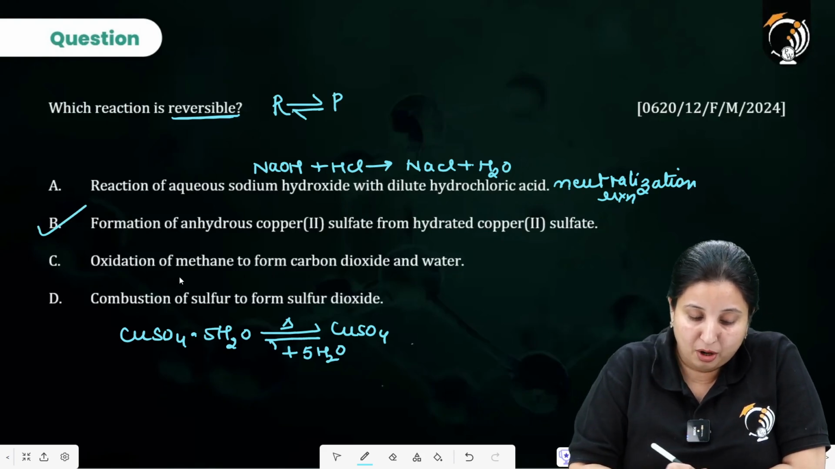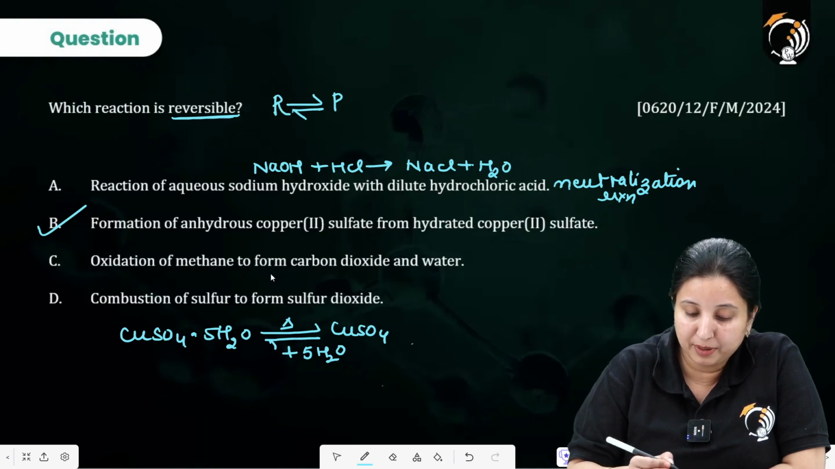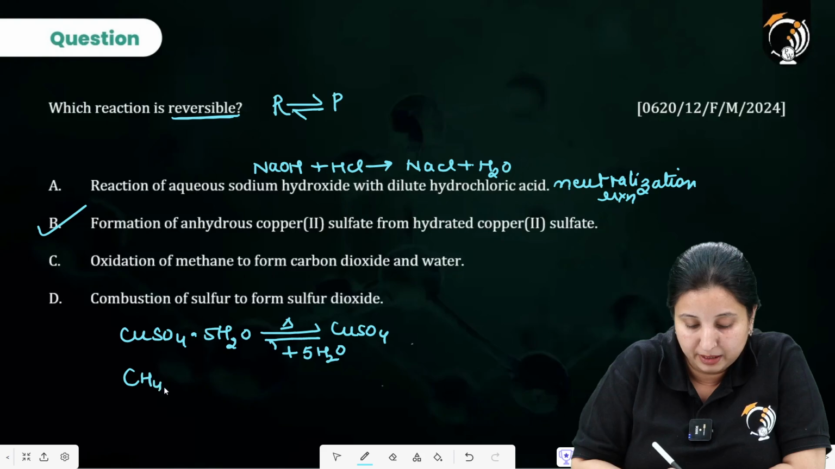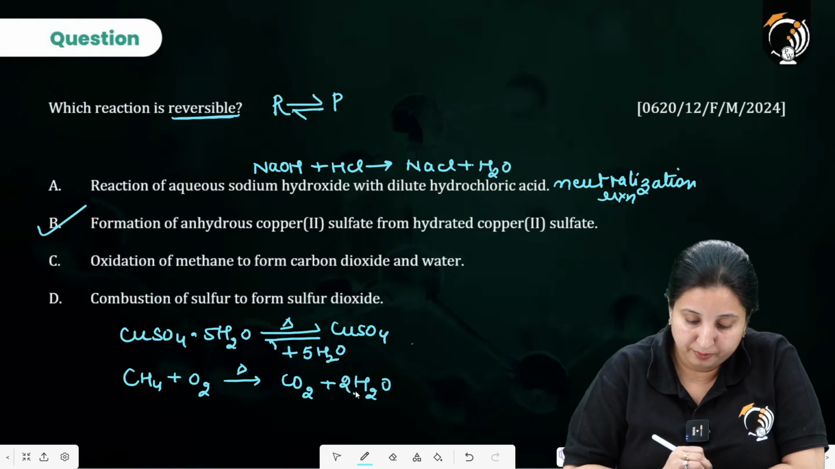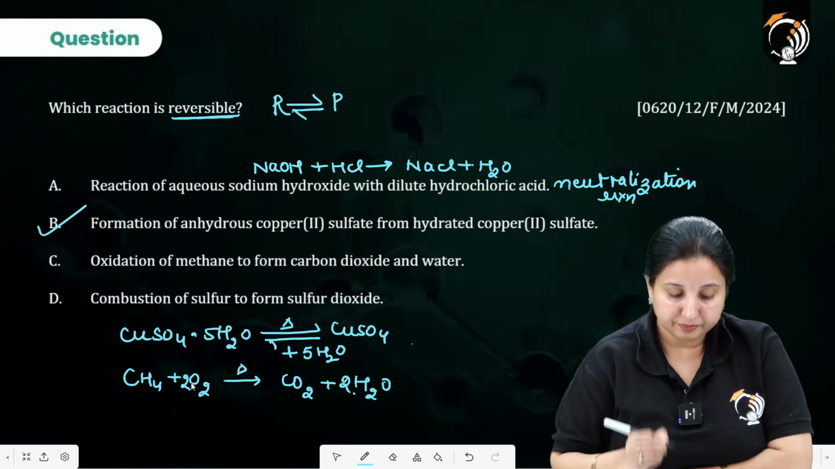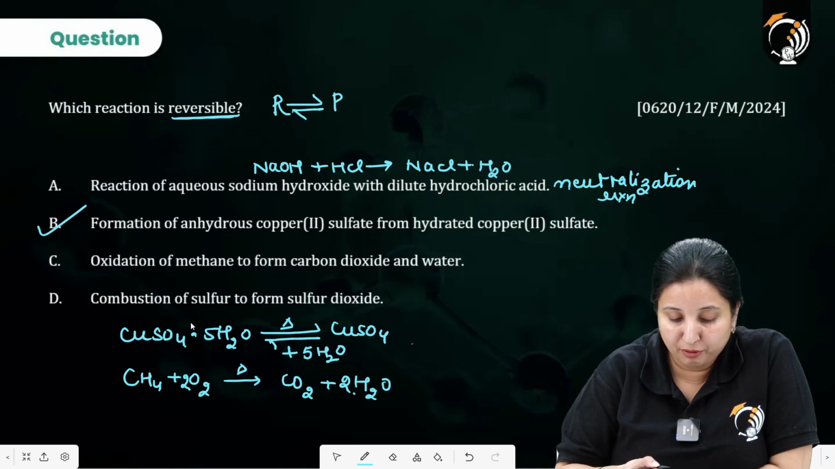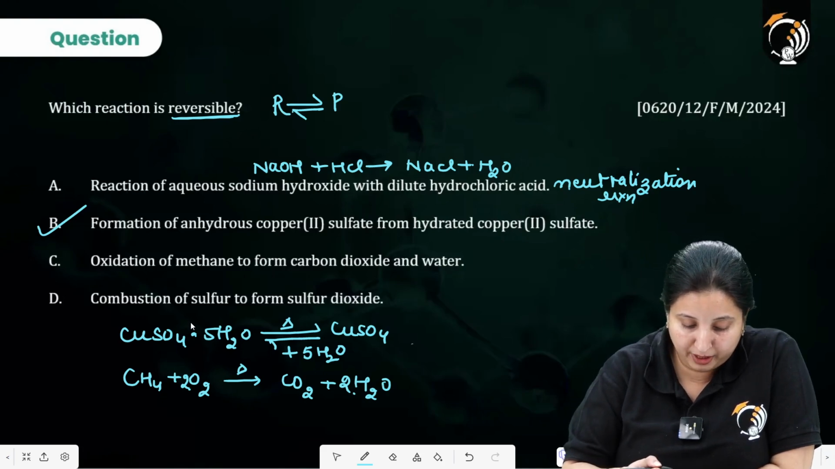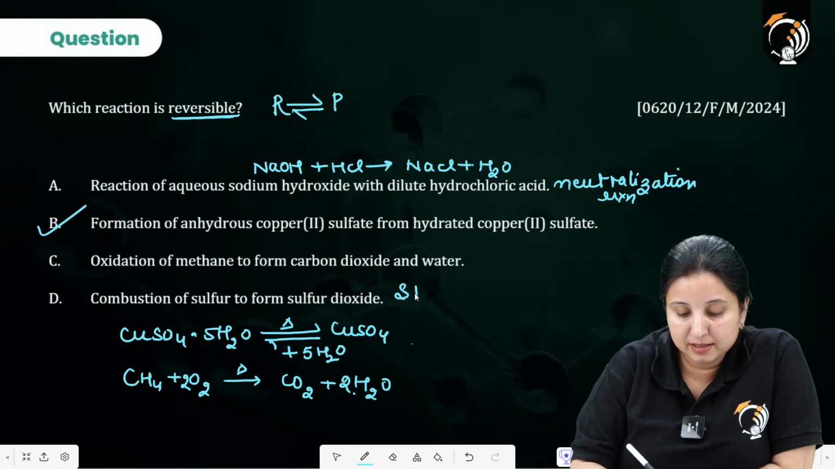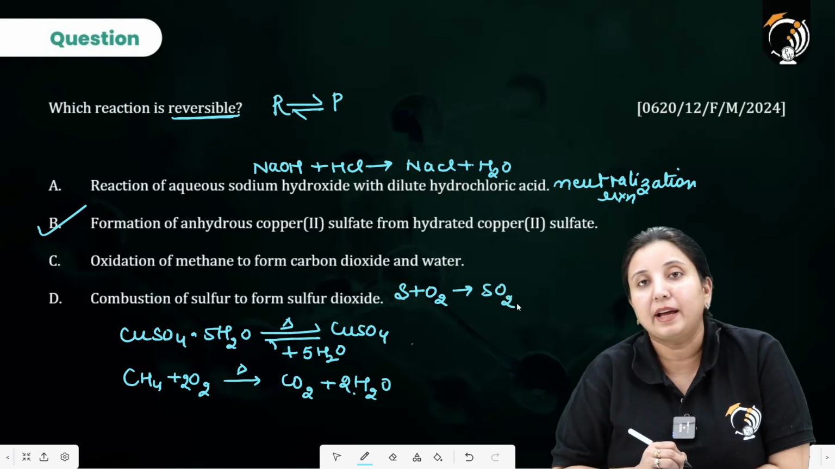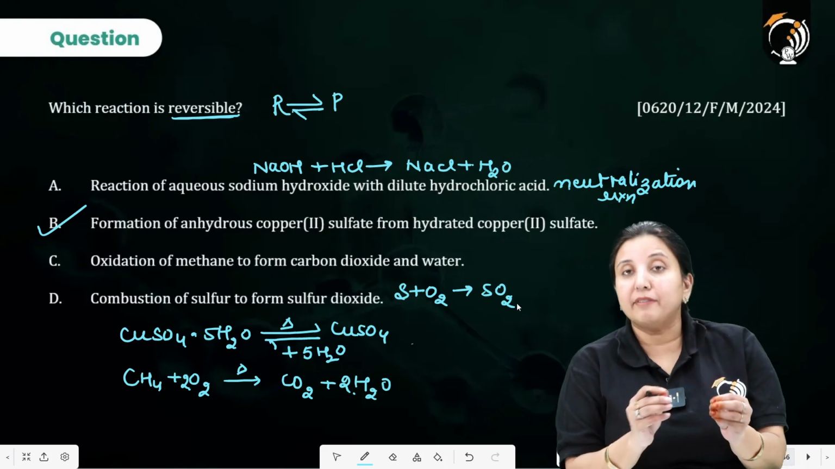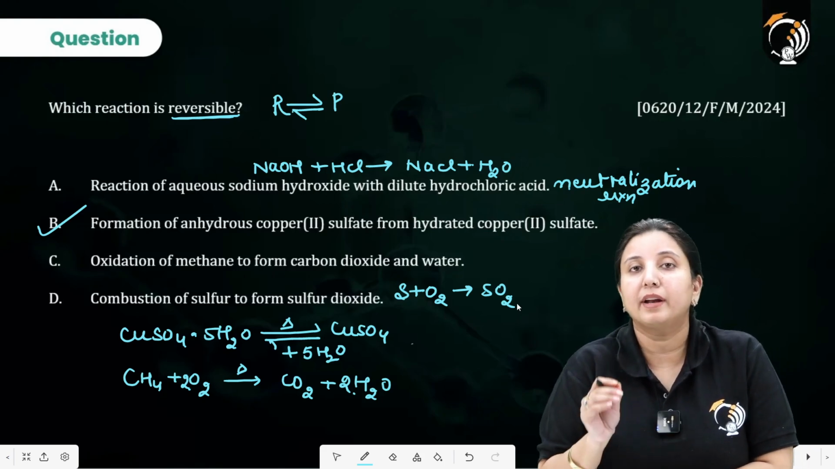Like over here, oxidation of methane. Oxidation of methane means that you have taken methane and burned it in the presence of oxygen. So you are going to get CO2 plus H2O. Combustion of sulfur to form sulfur dioxide. So over here what is happening is that you are taking sulfur plus O2 and you are burning it and you are getting sulfur dioxide in this particular case. So here we prove that option B is going to be our correct answer.